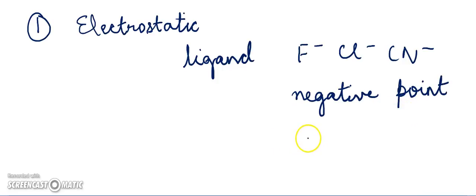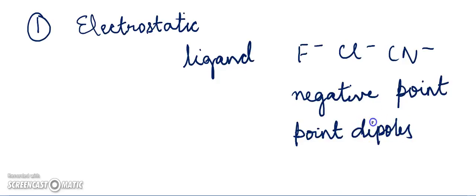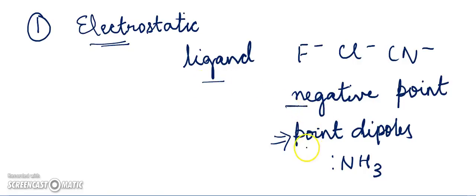And if the ligand molecules are present as neutral, then they are regarded as point dipoles. For example, ammonia molecule. This acts as a ligand and it has a lone pair and it is a completely neutral molecule. So this is the point dipole. Fine. So what we have understood as the first point of crystal field theory: the bonding is completely electrostatic and the theory regards the ligands as the negative point charges and the point dipoles. Fine.